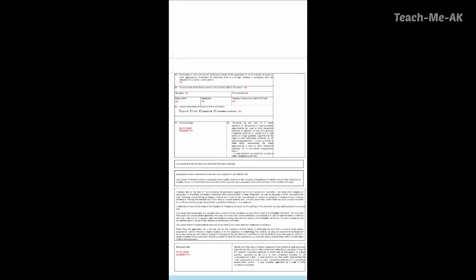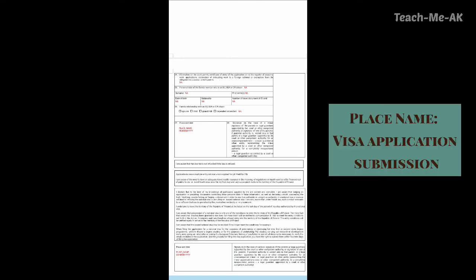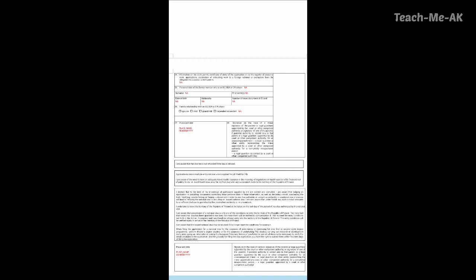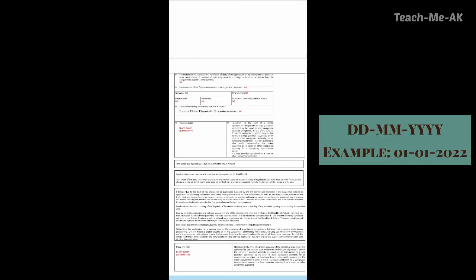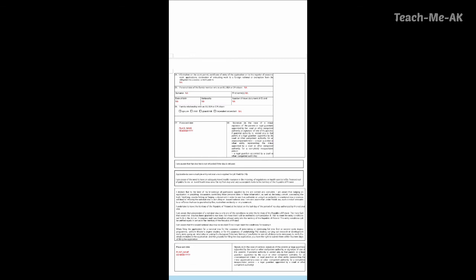And going to the 37th question, here please mention the place name where you are submitting your Poland visa application, and also the date in the format as shown here. This should be the date when you are submitting your Poland visa application.